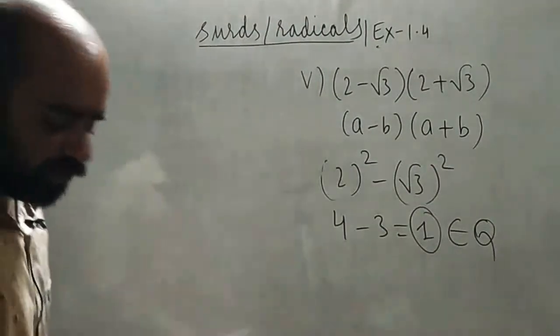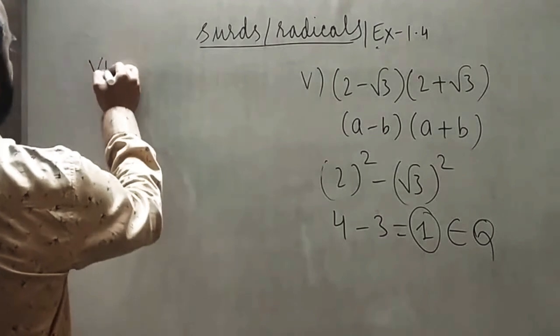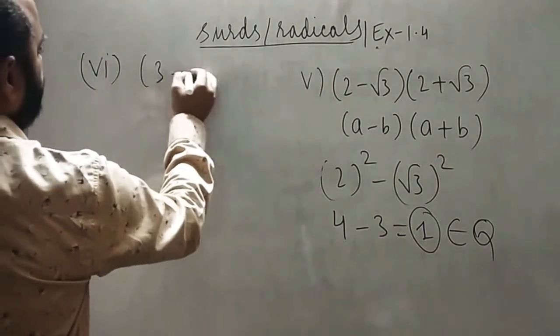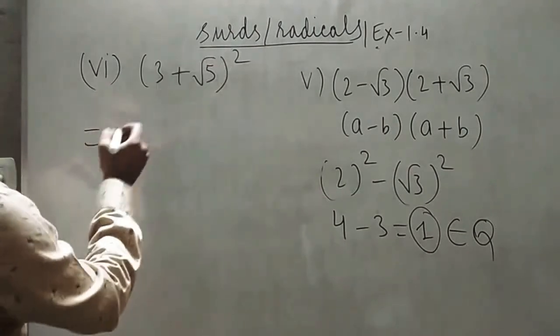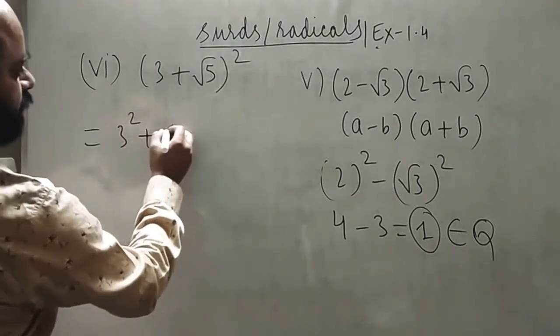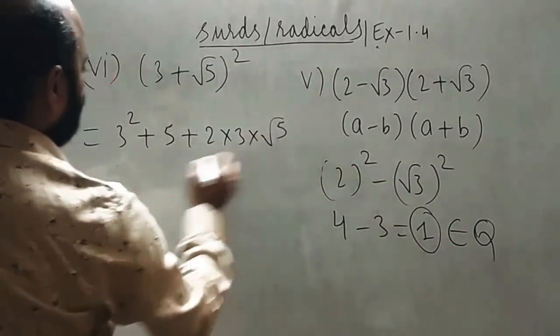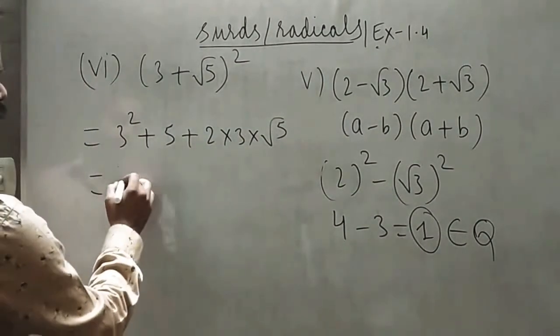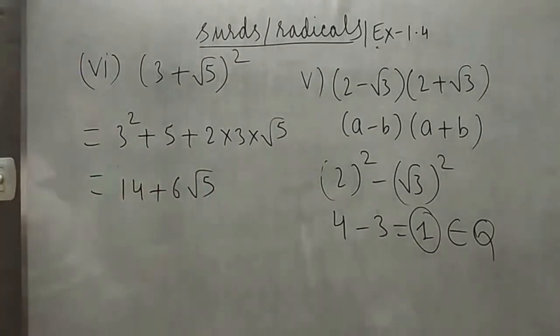You can see (3 plus root 5) whole square, the sixth part. (3 plus root 5) whole square. So see, (a plus b) whole square is a square plus b square plus 2ab, meaning 3 square is 9 plus root 5 square is 5, so 9 plus 5 is 14, plus 6 root 5. Again, don't add 14 and 6 root 5, correct?